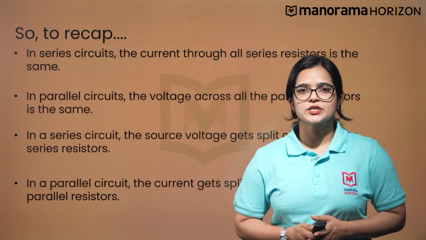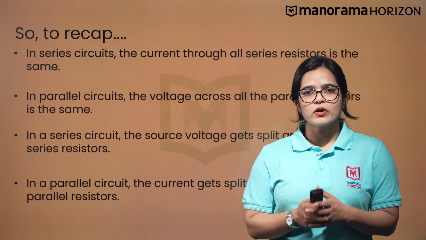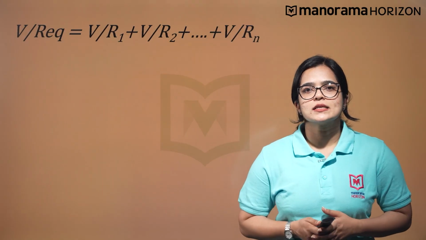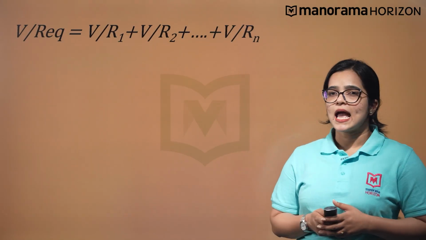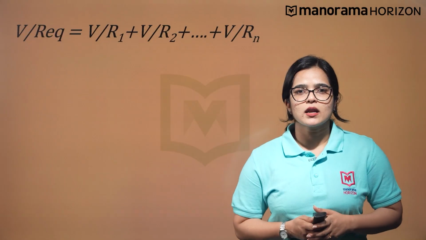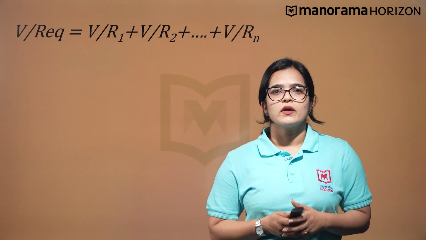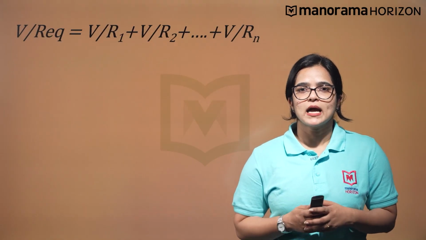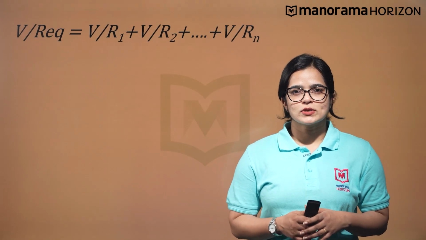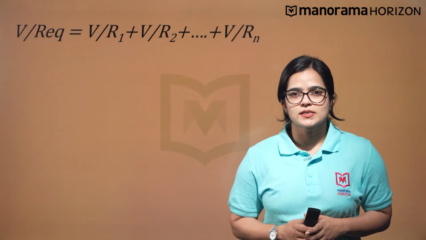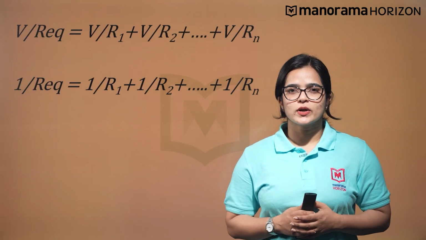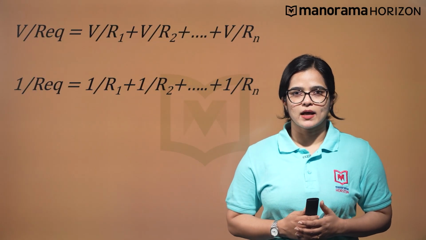Since the source voltage is identical to the voltage drop across each resistor, we can formulate a current equation. We can model the source current as Is is equal to V by R equivalent, and that is equal to V by R1 plus V by R2 etc. up to V by Rn. Since V is equal on both sides, cancellation of like terms gives us the equation 1 by R equivalent equal to 1 by R1 plus 1 by R2 etc. up to 1 by Rn.